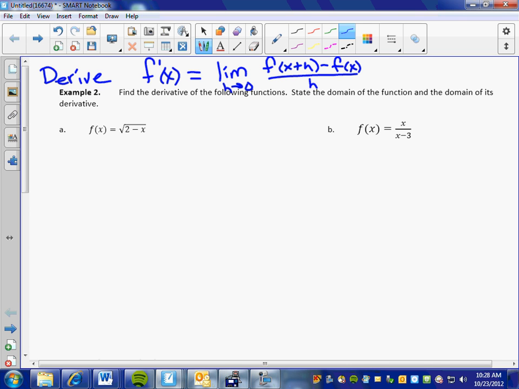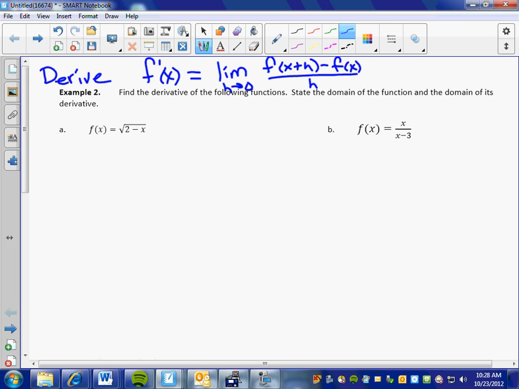So what we're going to do now is something very similar to what we've done before, except instead of putting in an actual value for a, say 2 or 3 or 4, we're going to find the derivative as a function. And then I'm going to help you figure out whether or not you did that correctly. Okay? So let's look at this example.